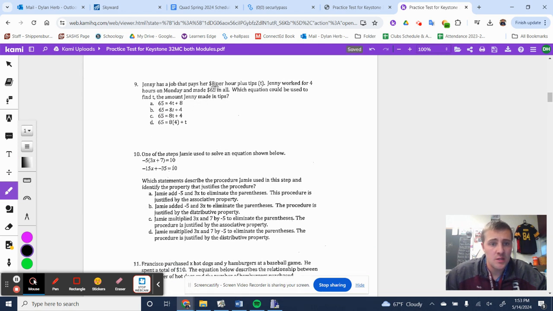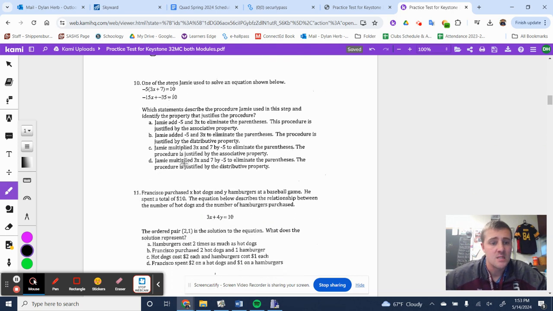Moving on. Jenny has a job, $8 per hour plus tips. She worked for 4 hours. So if she makes $8 per hour and she works for 4 hours, we need to be multiplying 8 times 4. So that's how much money she makes from her hours. And plus she's also getting tips, which is T. It says that she made $65 in all. So all of this should be equal to 65. I'm going to write it on the left side here because that's where my answers are written. And so this looks like question D, or part D.